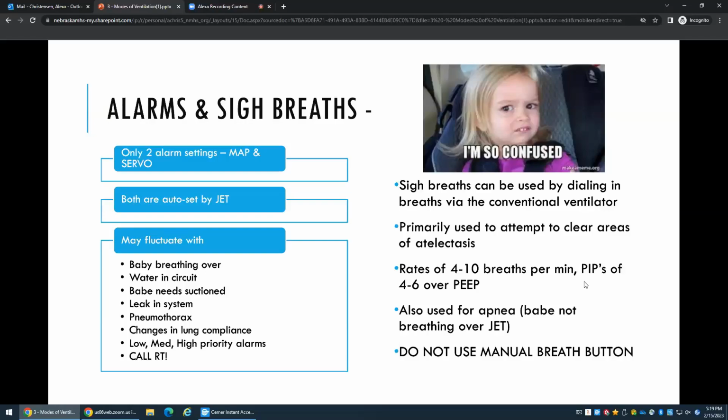The Avea and the Draeger do have that manual breath button that you can use to give the baby a breath. Our physicians do not, under any circumstances, want us giving manual breaths on the conventional ventilator to our babies. If your baby is decompensating and you have to take them off and bag, that's something different, but we are not to use the manual breath button.